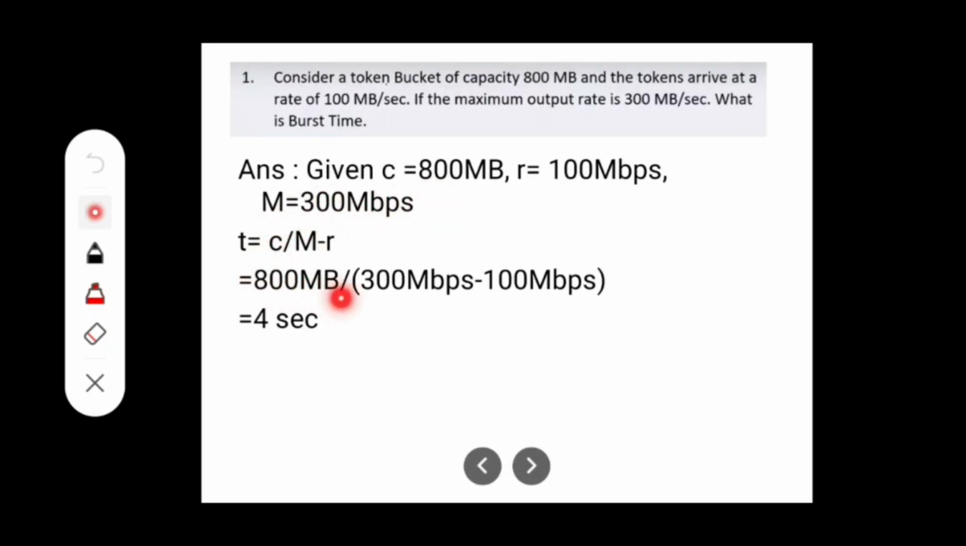So applying those values, we will get the answer 4 seconds. 800 MB divided by 300 Mbps minus 100 Mbps is equal to 4 seconds. Here the MB, the megabyte, will be cancelled and only the second will be left over. Clear?